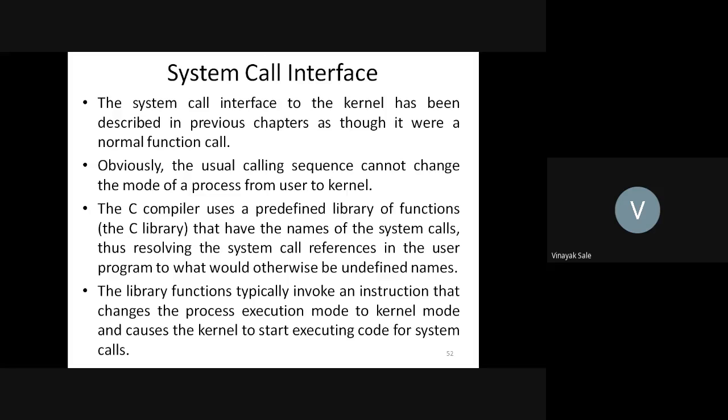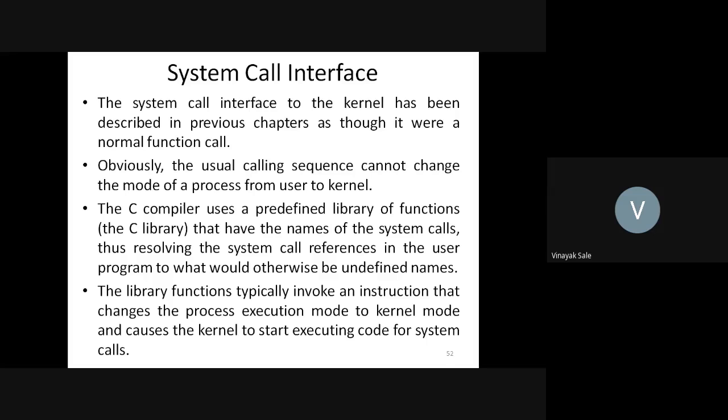That is, the C compiler uses predefined library functions that are named system calls. Such system calls include PID, that is process ID, or PWD, print working directory, or ls. These are different commands we have seen, date, whoami. So these different commands are known as system calls. So resolving system call references in the user program to what would otherwise be undefined names.